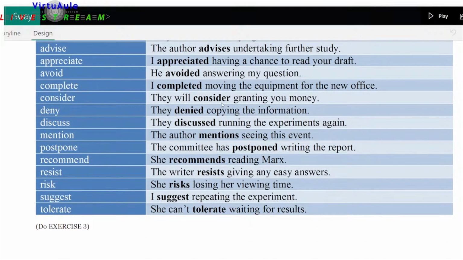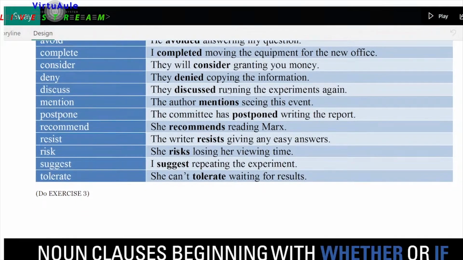Complete. I completed moving the equipment for the new office. Consider. They will consider granting you money. Grant is to give. Deny. They denied copying the information. Denied is to say no or to negate. Discuss. They discussed running the experiments again. Mention. The author mentions seeing this event. Postpone. The committee has postponed writing the report.